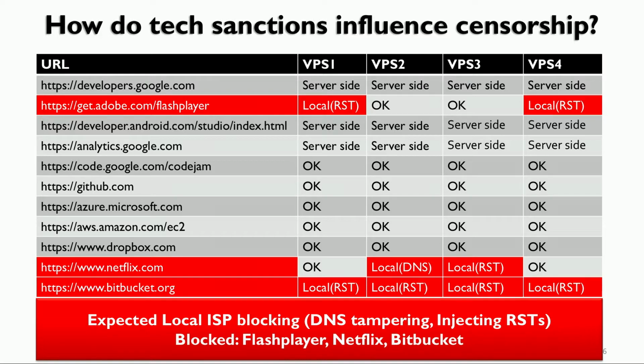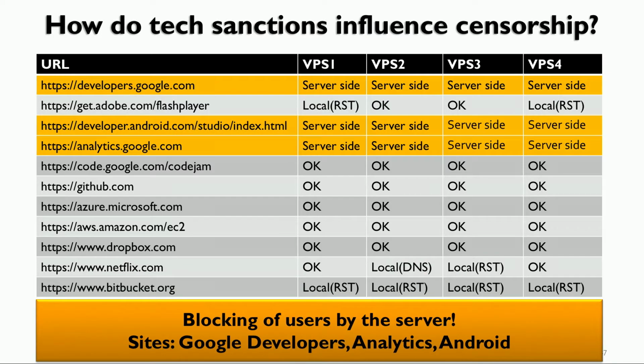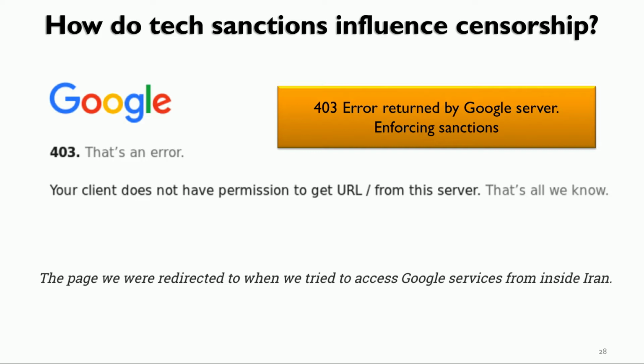But we don't just see the local ISP doing blocking. We also see cases of server-side blocking. Here we're seeing blocking by Google, so Google developer sites, analytics, Android. And what we could see when we tried to access these sites from Iran was a page like this: HTTP 403, basically saying you don't have permission to access this site. And this appears to be Google trying to enforce some of these sanctions when they see clients that appear to be coming from Iran.